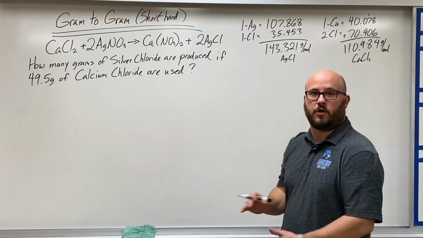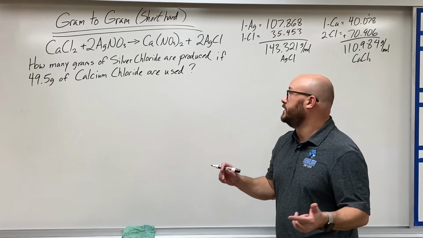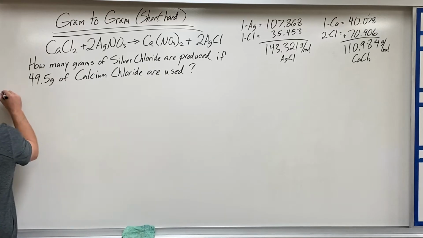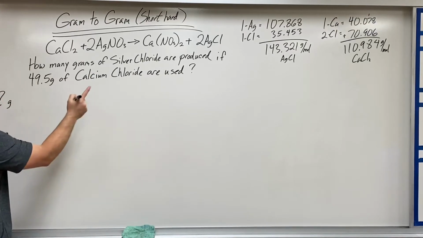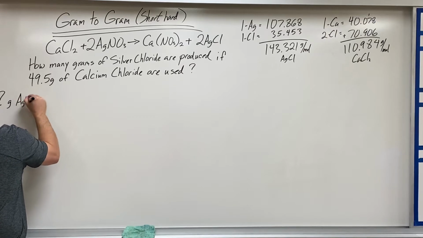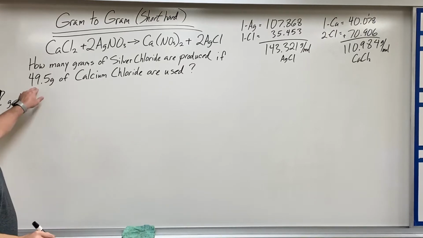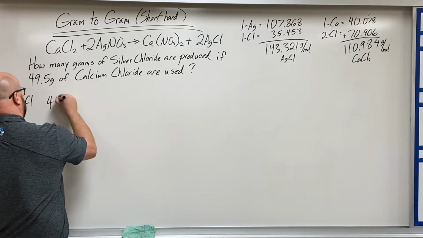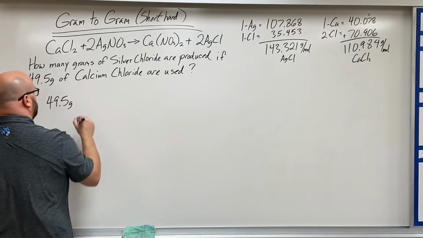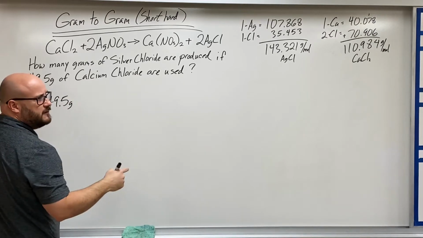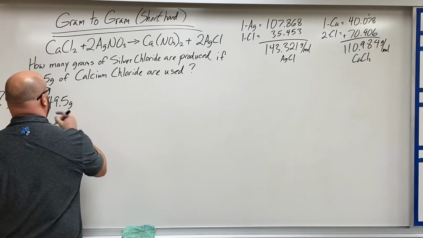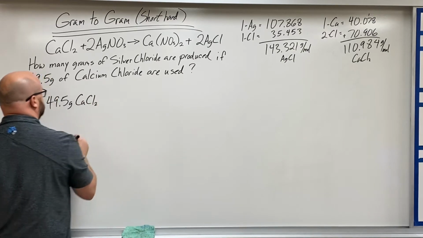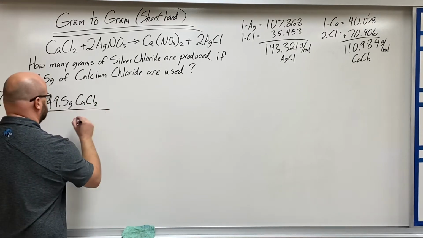Okay, now we got that part out. We can move into our railroad. Now, the first thing we're going to do, we're going to write down what we're given. So, we're looking for question mark grams of silver chloride, AgCl. What we're given is grams of calcium chloride. So write down what we have first. 49.5 grams. And remember, keep the formulas together. That way you don't screw up. 49.5 grams of CaCl2. Railroad track over 1.